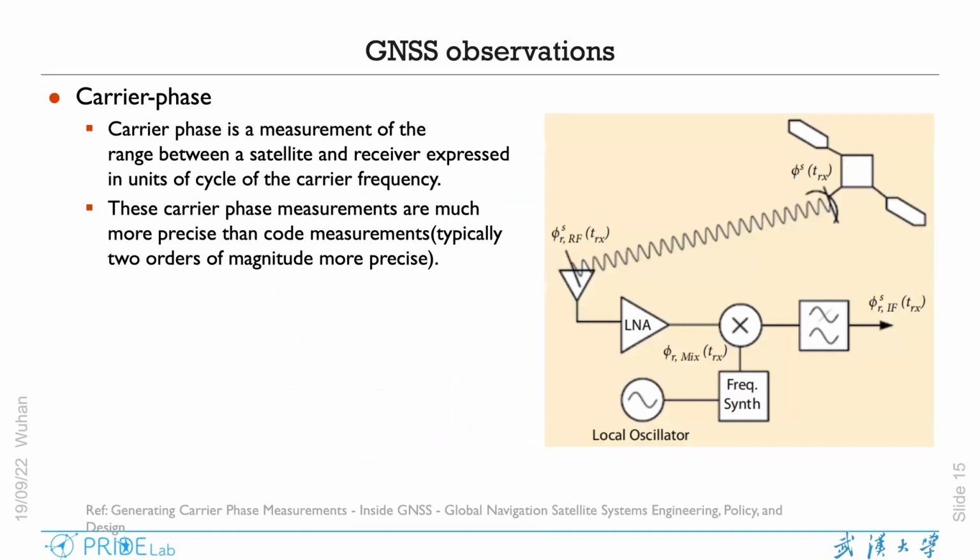The second basic observation of GNSS is carrier phase. This is the observation that we are going to use for high precision positioning, to achieve millimeter level and centimeter level positioning accuracy in our data processing.